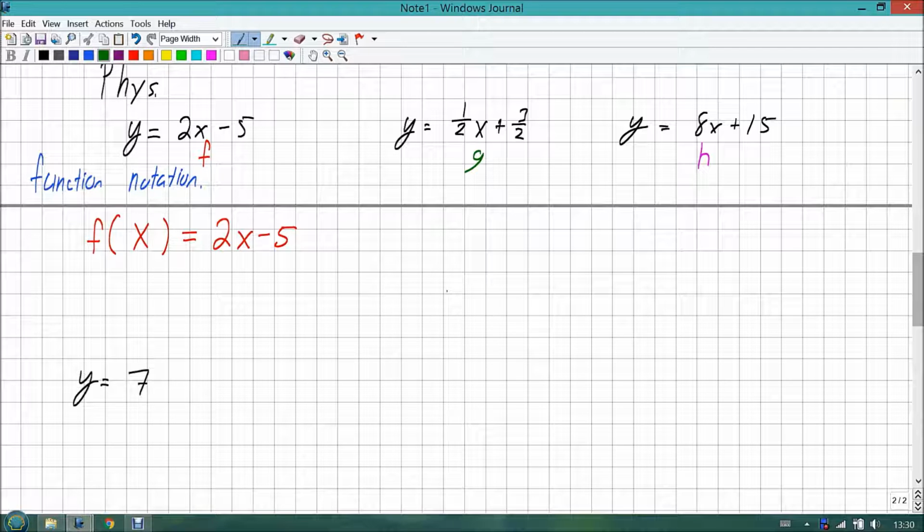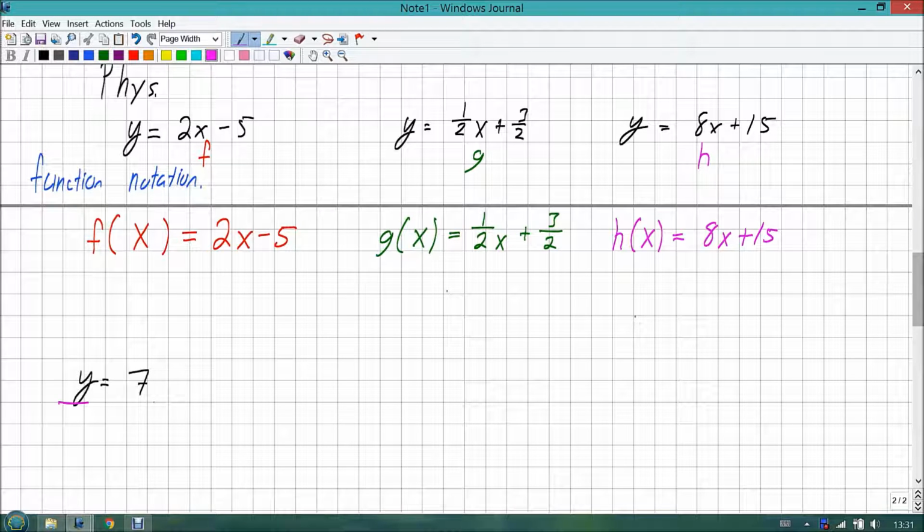Now what about the g function? Well, again, we're going to have g of x, because we don't know what we're plugging in originally, is equal to, and then we have the wonderful fraction 1/2 x plus 3/2. And then we have h. And h, we don't know what we're plugging in, so this would be h of x is equal to, and then we have our function 8x plus 15.